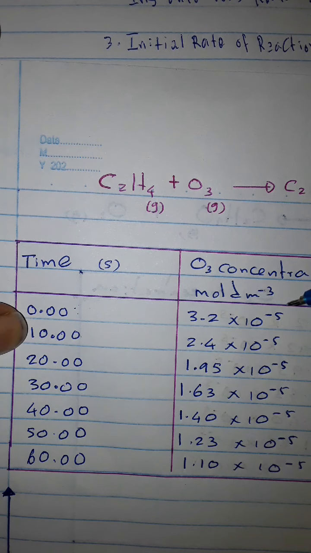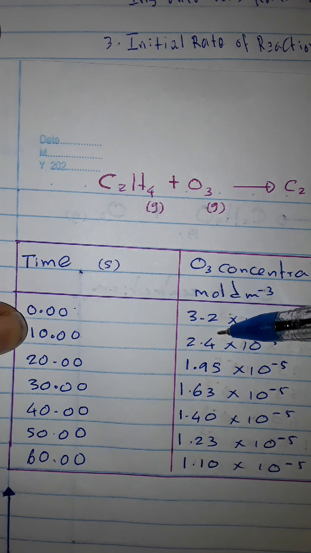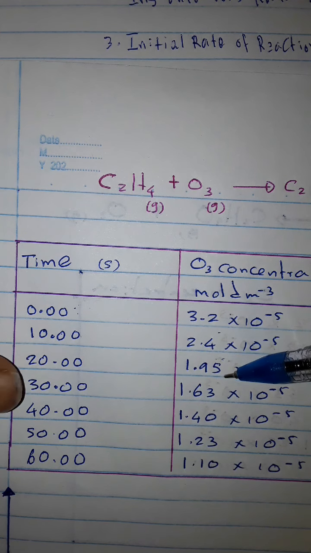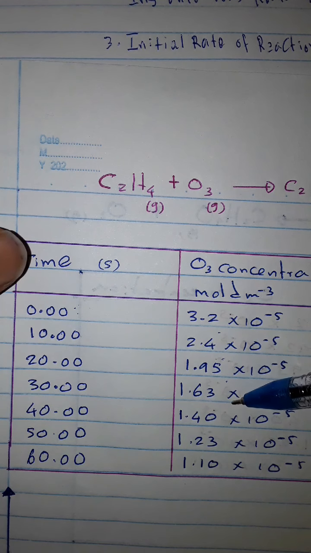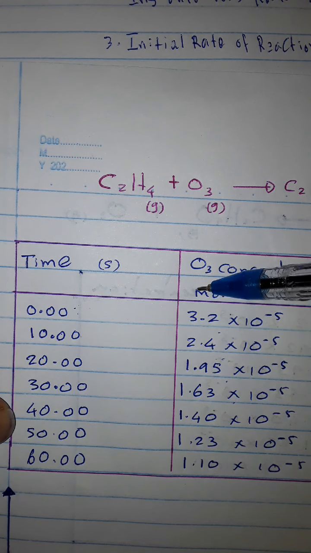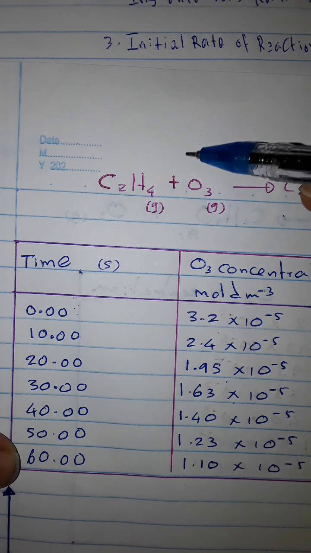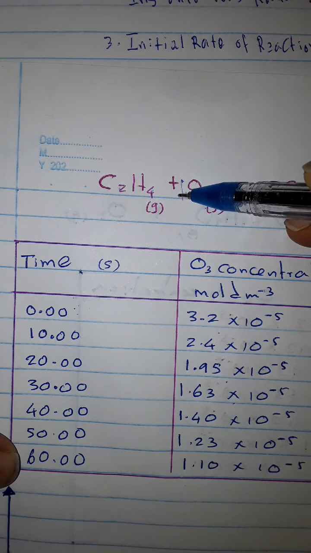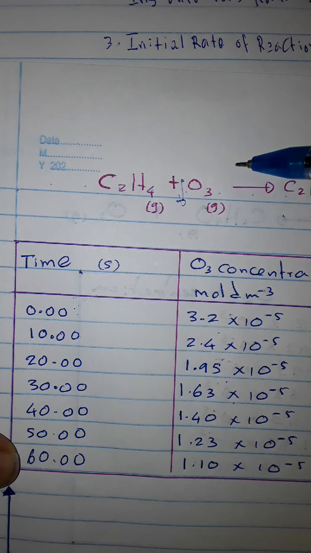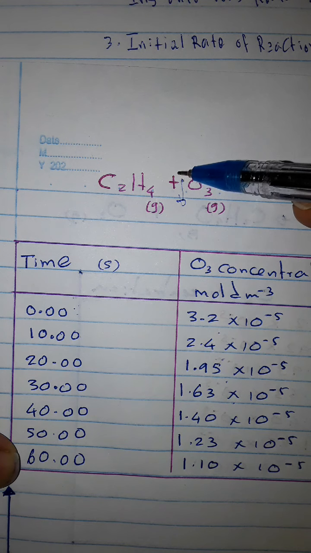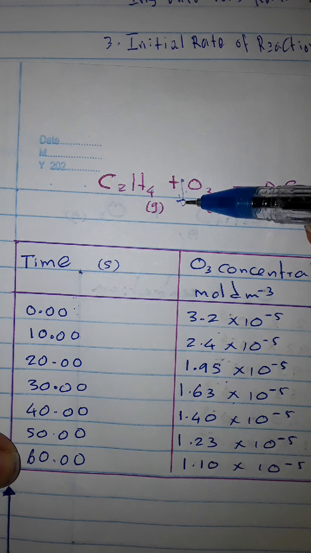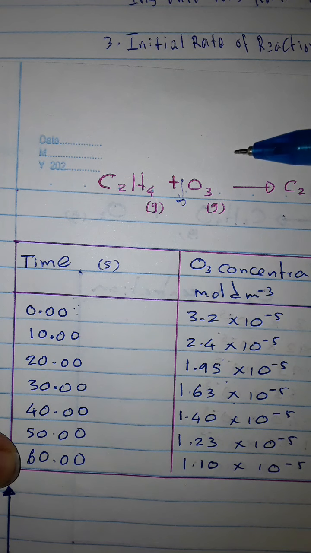After 10 seconds, ozone concentration is 2.4. After 20 seconds, 30 seconds, you see that as time passes, ozone concentration decreases. That means the reaction happens in the forward direction. So how fast the ozone concentration decreases, that is how fast the reaction happens.